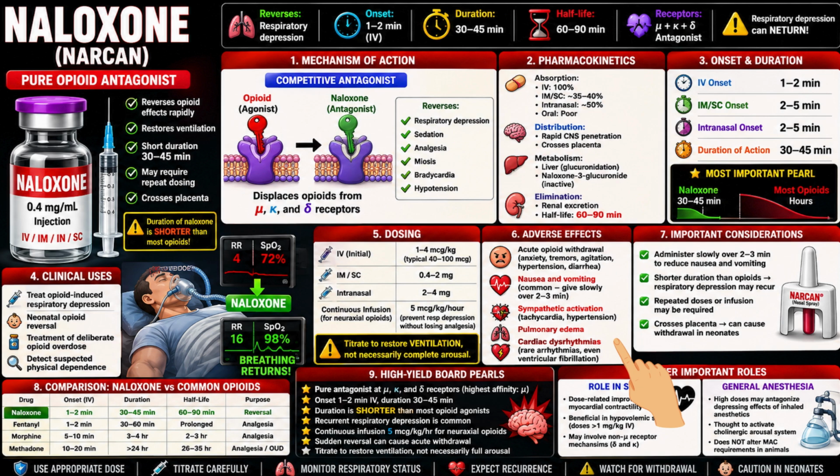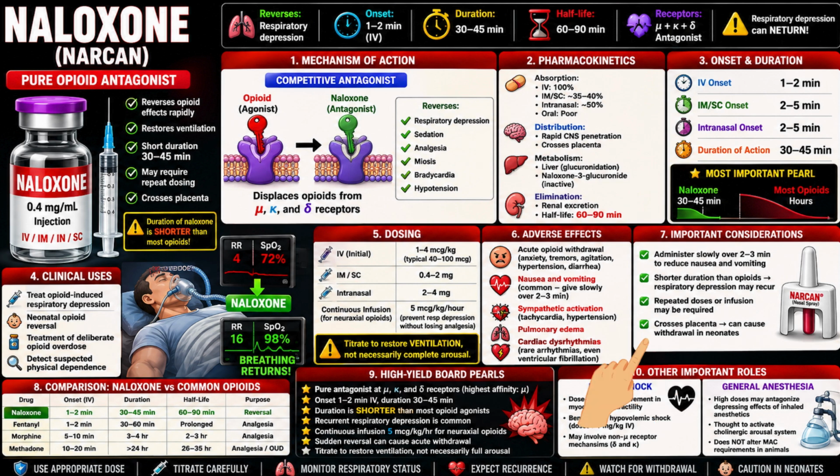Sympathetic activation. Naloxone reversal triggers a surge in sympathetic nervous system activity, presumably reflecting the abrupt return of pain sensation, combined with the sudden reversal of analgesia itself. This can show up as tachycardia, hypertension, pulmonary edema, and cardiac dysrhythmias. In rare, severe cases, this sympathetic surge has been associated with ventricular fibrillation, a genuinely serious potential complication tied directly to how abruptly analgesia and sedation get reversed. This is one more reason to titrate carefully, rather than push a large dose all at once.